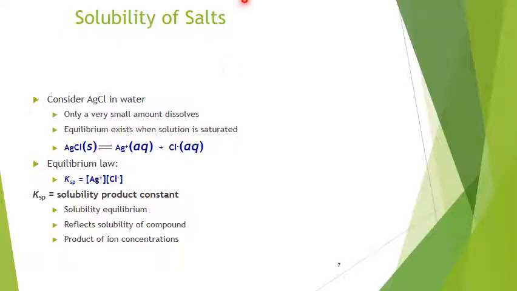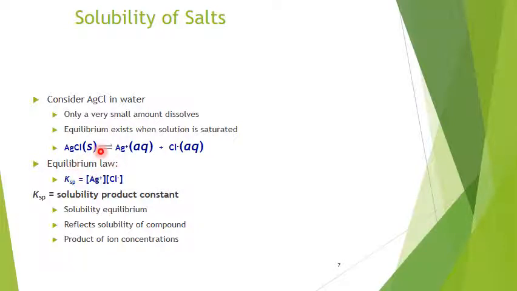All right, so let's take a look at an example. Let's say I have some silver chloride and I put it in water. It turns out that very little of the silver chloride dissolves in water. In fact, by eyeball, it looks like none of it has dissolved, but actually some has. And so what happens is, again, you get some product and you get back to reactant.